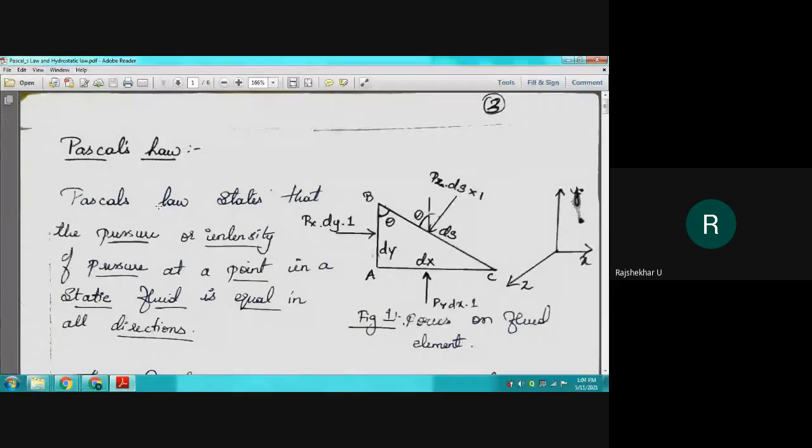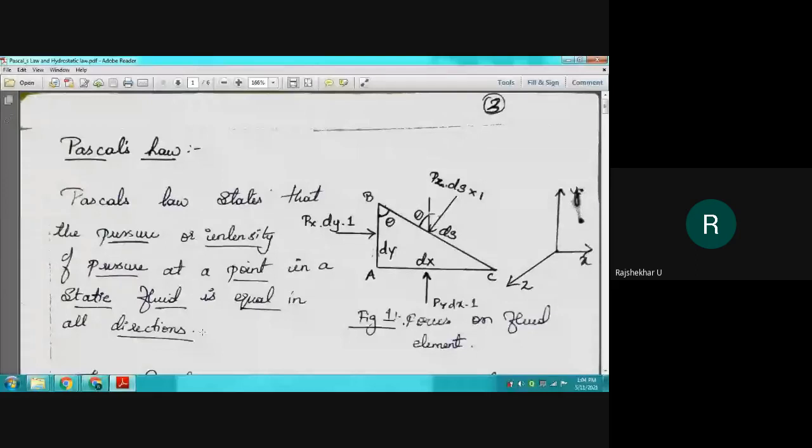Pascal's law means here we are defining pressure intensity at a point on the fluid particle. Pascal's law states that the pressure or intensity of pressure at a point in a static fluid is equal in all the directions. So the meaning is, let's say in x direction some force is acting on the fluid particle. If you consider pressure, it is acting in x direction as px, in y direction it is py, in z direction it is pz.